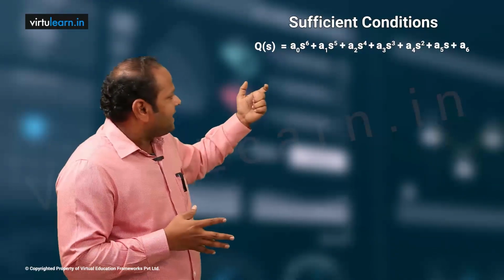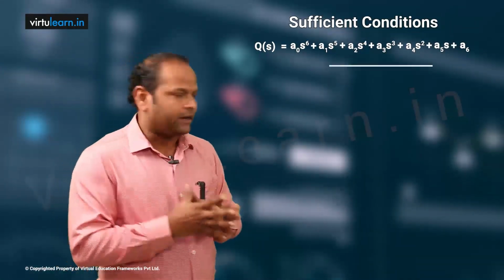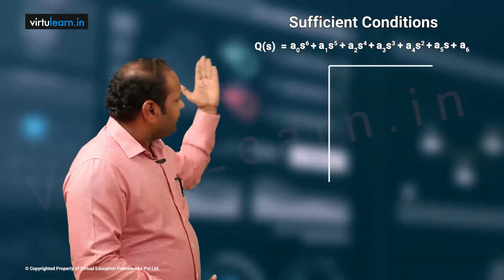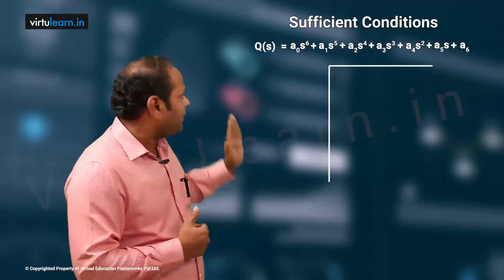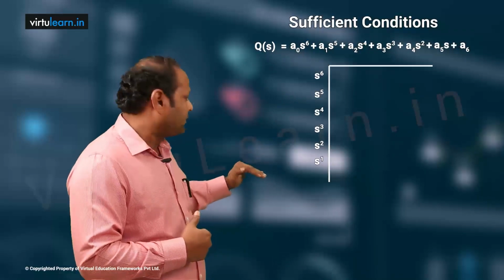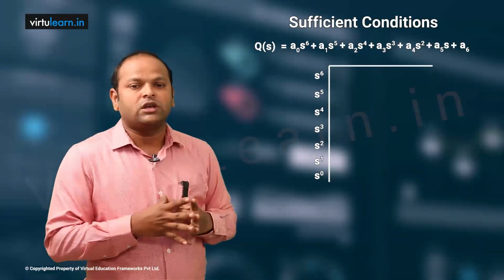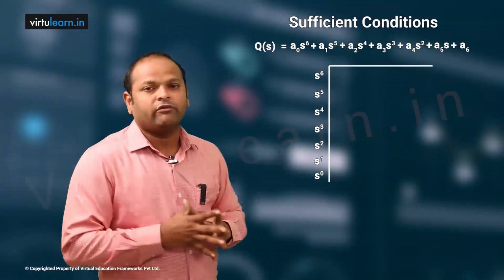From this characteristic equation we form the Routh array. We just now saw how to form the Routh array. Let us take the left side rows. What are the rows we have? S^6, S^5 and so on up to S^0. If you count, we have 7 rows, so all 7 rows of elements we should fill.